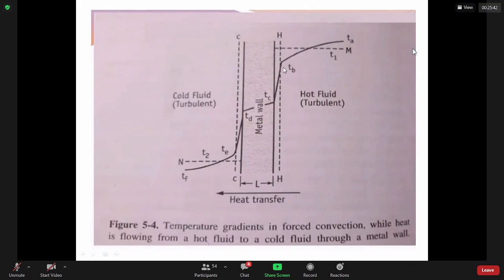TB here is the temperature at the boundary on the hot side. It is indeed turbulent, viscous flow. So this one here, the cold one, is turbulent. TB here, the hot surface, is turbulent. TB is that one here.